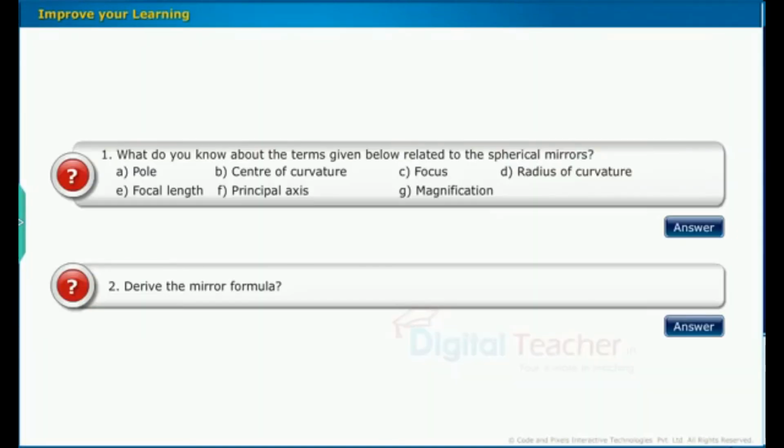Read the questions and attempt the answers on your own. You can click answer for your reference.